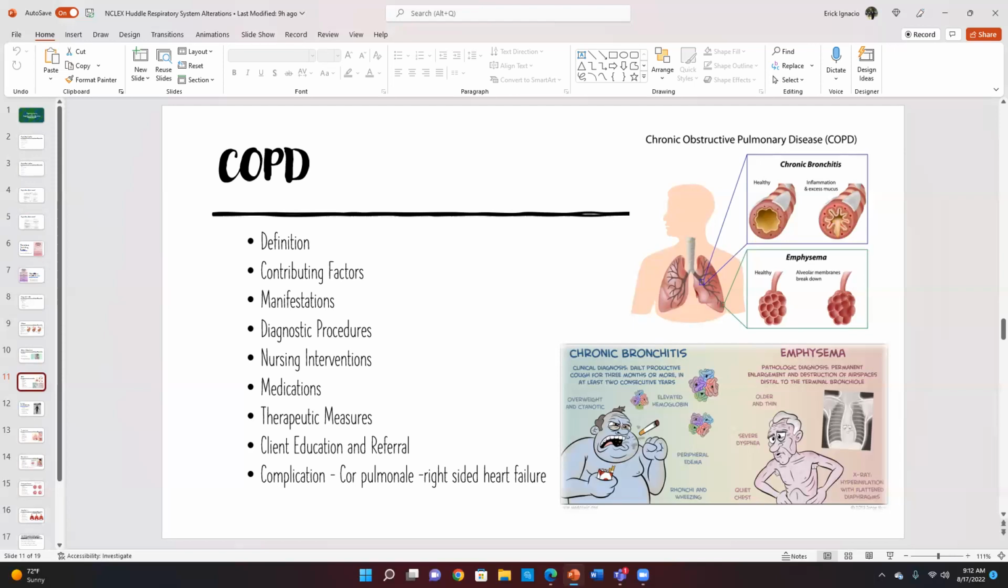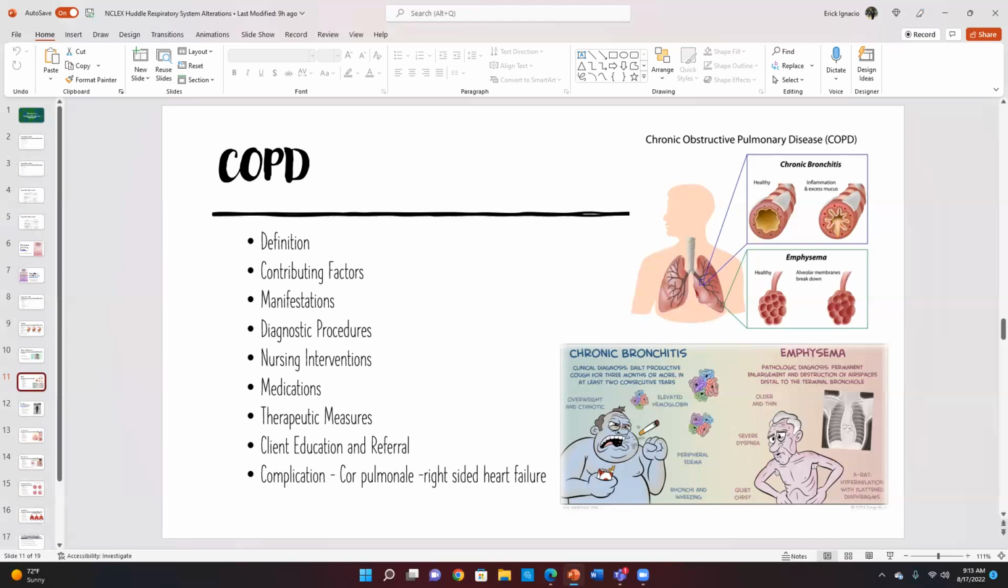The medications that can be expected to be prescribed, or we can see prescribed for your COPD patient, will include bronchodilators, beta-adrenergic agents, cholinergic antagonists, corticosteroids, methylxanthines, anti-inflammatory agents, and mucolytic agents.